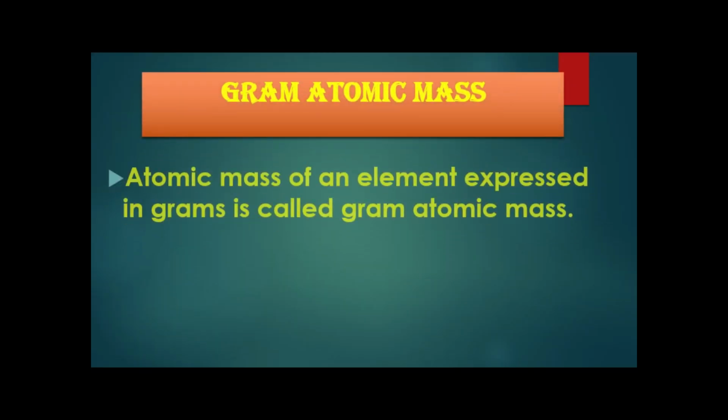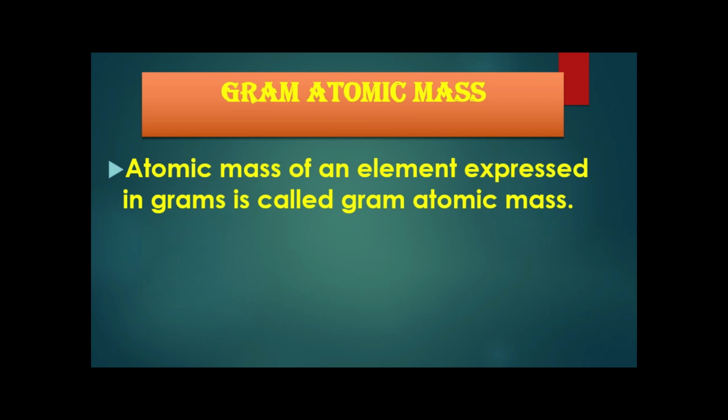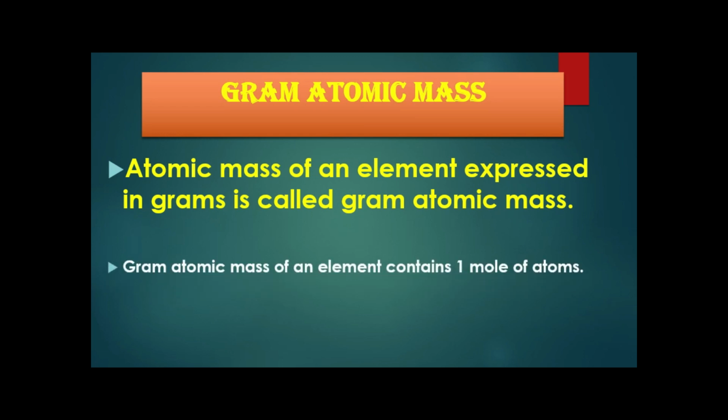Gram atomic mass. Atomic mass of an element expressed in grams is called gram atomic mass. When we express atomic mass in gram instead of AMU, it is called gram atomic mass. Gram atomic mass of an element contains 1 mole of atoms.